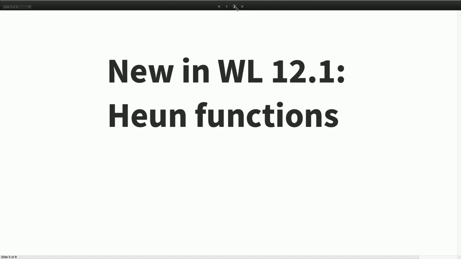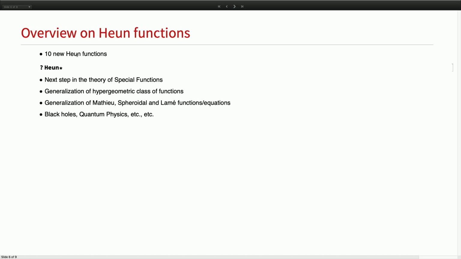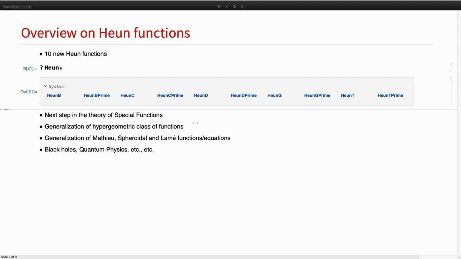This is about Heun functions. Okay, so overview, general, 10 new Heun functions. This is a new step in the theory of special functions. I will explain it later. Heun functions are generalizing the hypergeometric class of functions directly. Also, Heun functions are much more general than the spheroidal ones, Lamé functions, say, Mathieu functions. And Heun functions now have rising popularity in physics, for example, in the theory of black holes, quantum physics, and others. So they are important from the physical point of view.